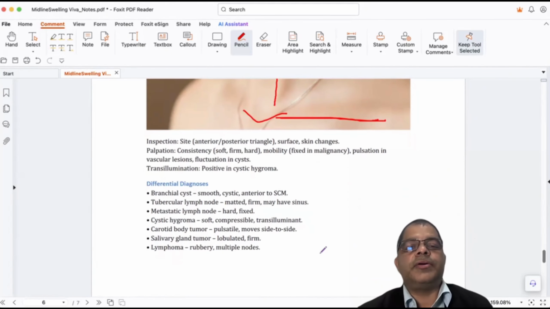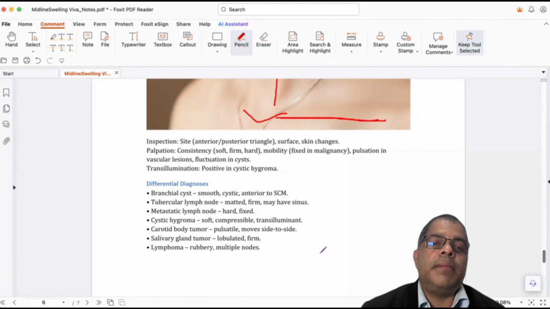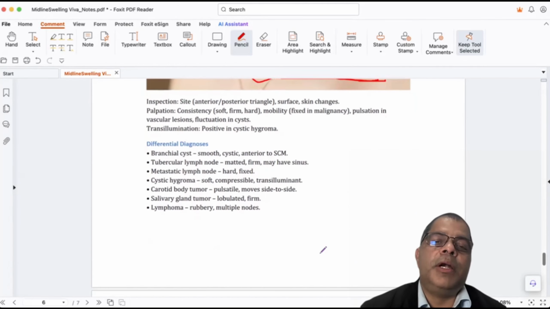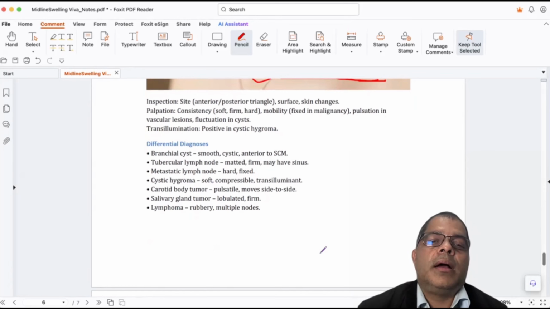What are the differential diagnoses? I already mentioned them again and again because students get confused here. Every time they come with a different answer. So I mentioned it multiple times. First one, branchial cyst. You have to mention the branchial cyst. Know the character here.